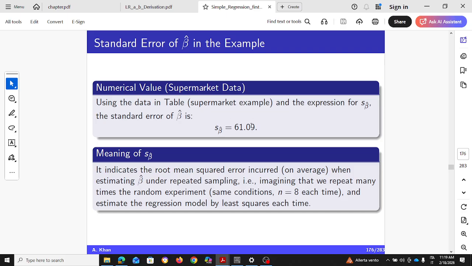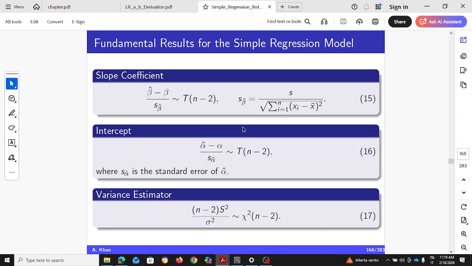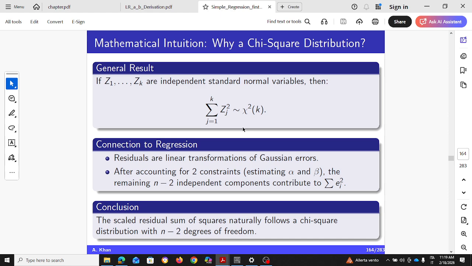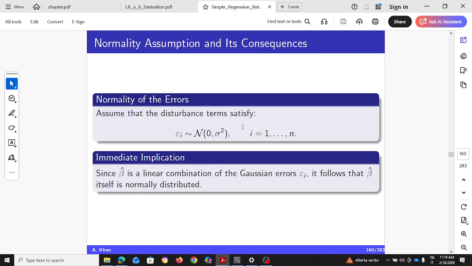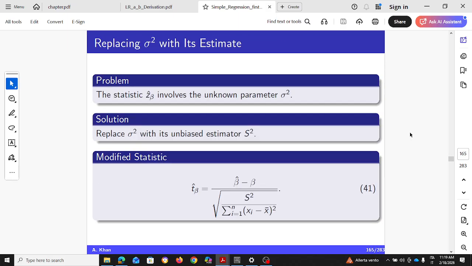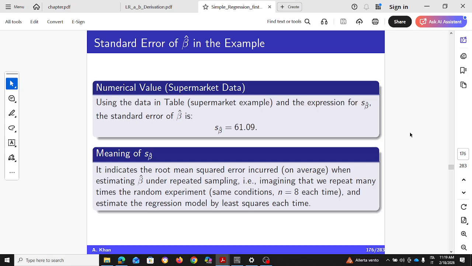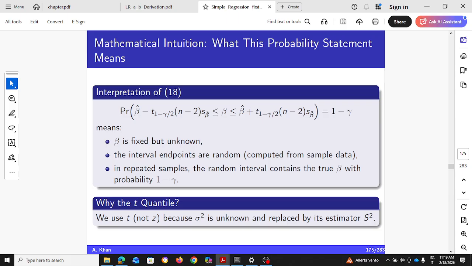If we calculate these values from the data set we had from yesterday, the 8 supermarkets, the standard error is 61.09, just by putting values in the formula. Here we have it. No, we are now building the confidence interval. This is just the value of the standard error. This value is from here.